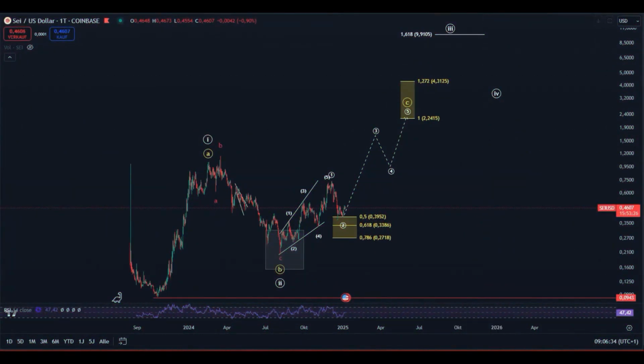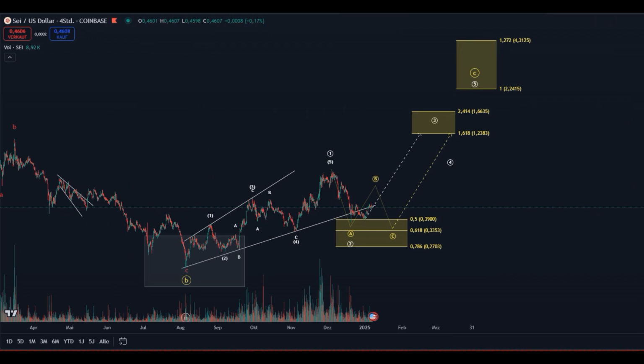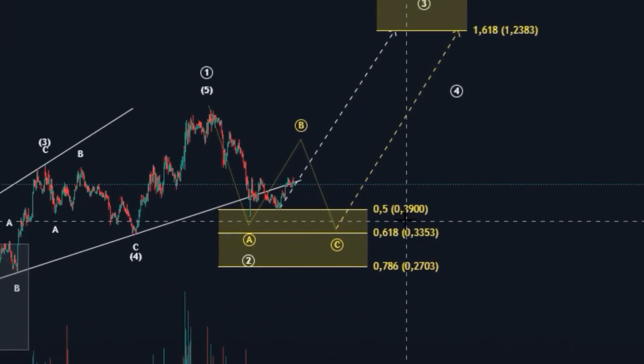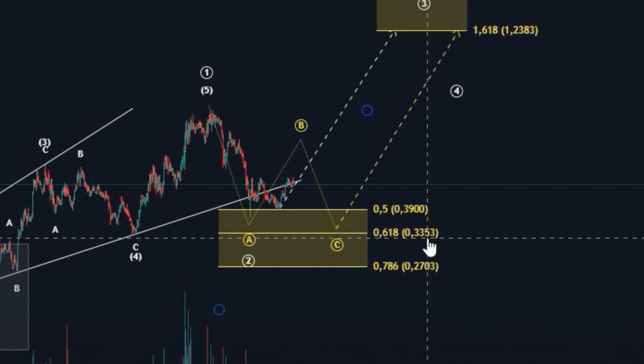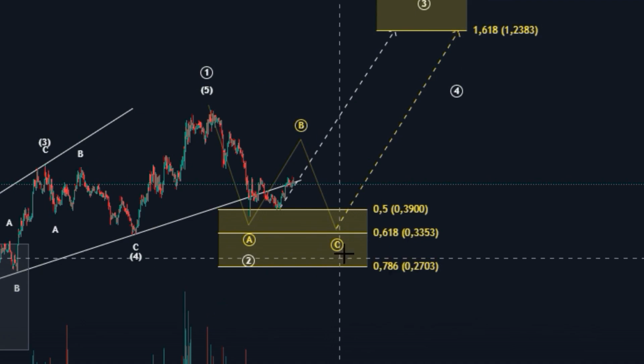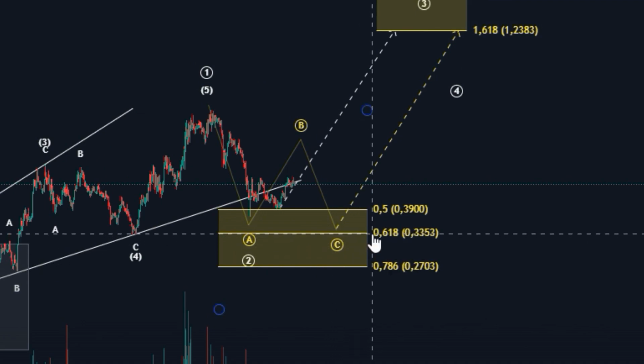Let's take a look at the short-term time frame and examine everything a bit more closely. In the first step, we've expanded our wave 1 within a trend channel. And now we've moved down into the wave 2, where the price range is normally between the 0.5 and 0.6 Fibonacci. That means between 39 and 33.5 cents. I've included the 0.7 Fibonacci level as well. Normally, you should turn around at the 0.6 level at the latest.